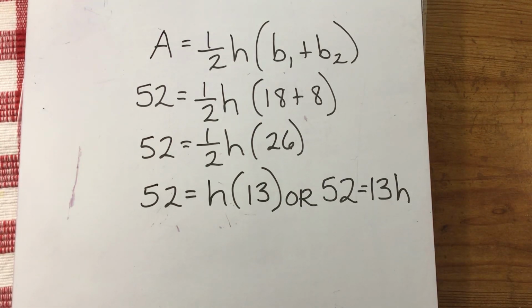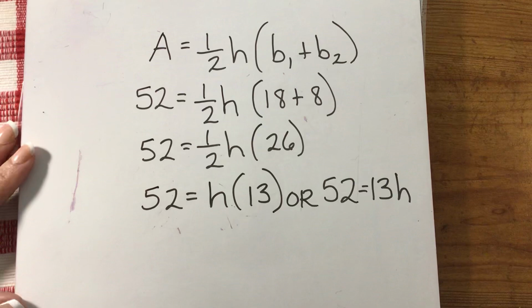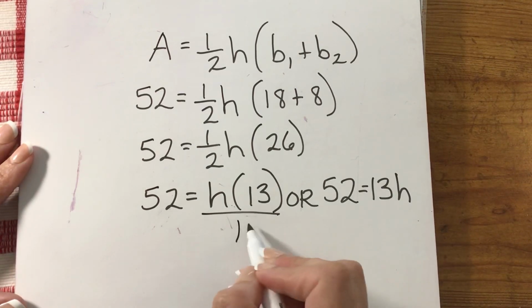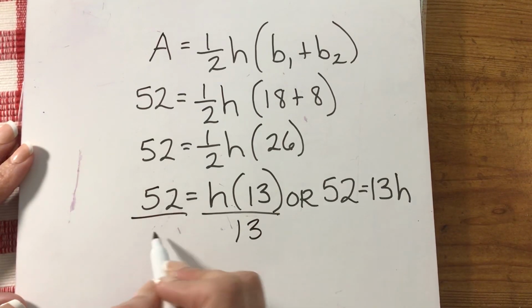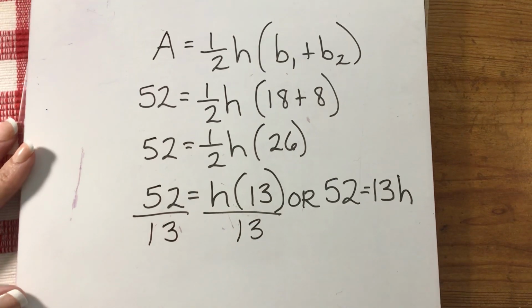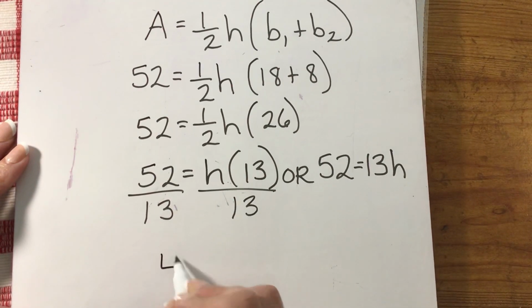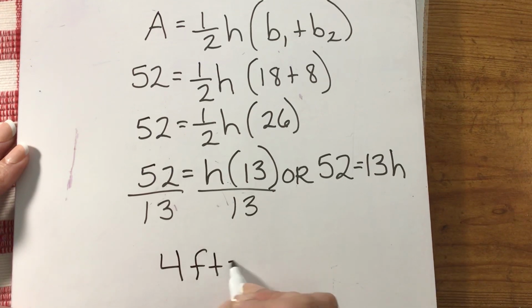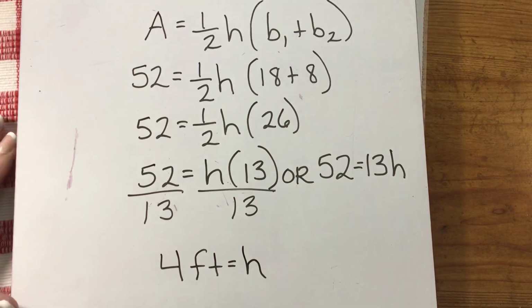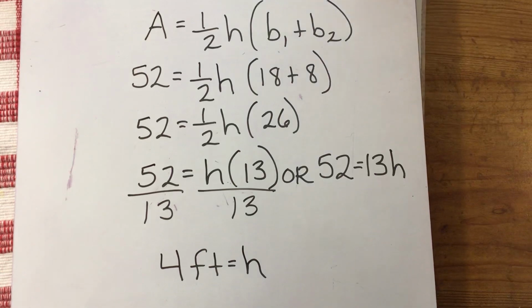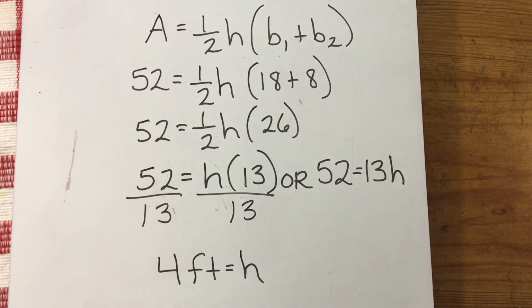I need to do the opposite or the inverse operation, which is 13. Whatever you do to one side, you have to do to the other side. And 52 divided by 13 happens to be 4. So my height is going to be 4 foot for the trough.